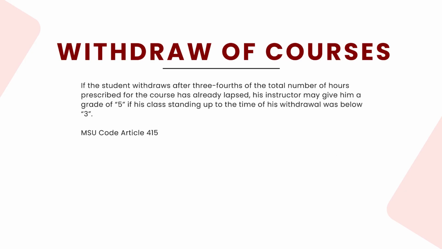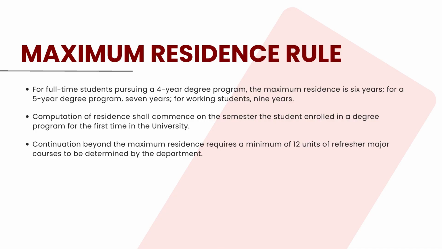If you officially withdraw from a course after 3/4 of the class hours have elapsed, please be aware that your instructor reserves the right to issue a grade of 5.0 if your academic standing at the time of withdrawal was below passing, or 3.0. The university enforces a maximum residence rule, or MRR.